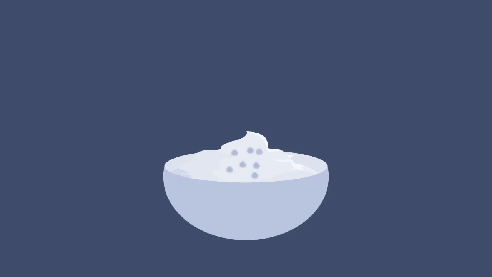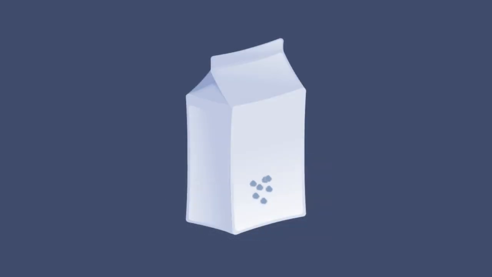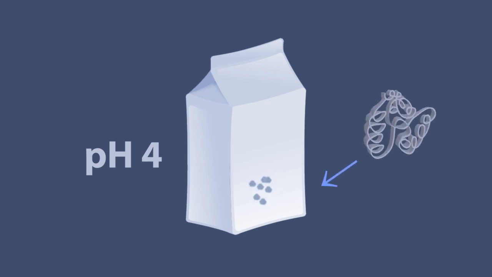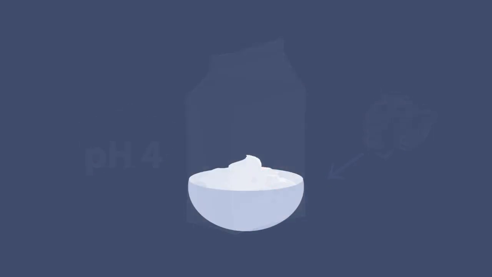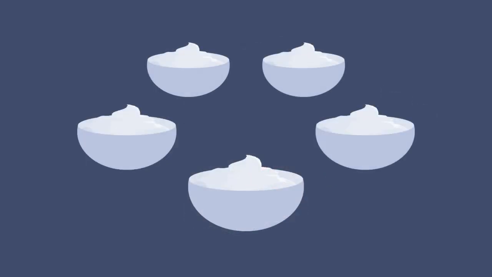Consider a final example, yogurt. Putting friendly yogurt bacteria into milk will quickly drop its pH down to 4, which denatures the digestive enzymes in the yogurt bacteria, but also of any bacteria that fall into the mixture. So making yogurt is a pleasant and useful way of preserving milk.